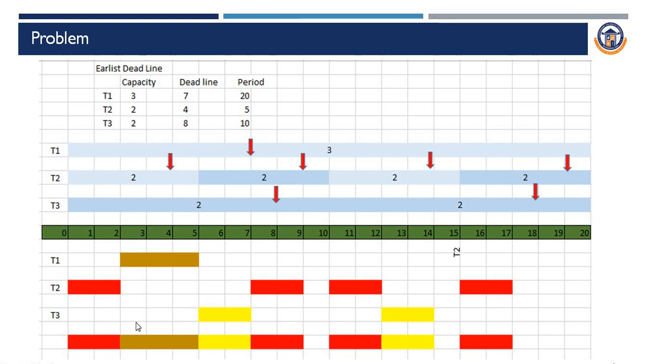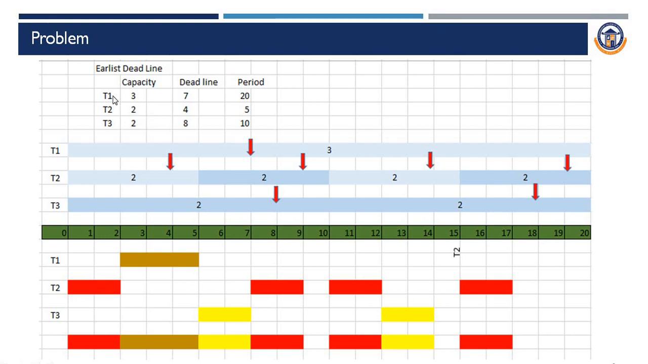Now we have to draw the timeline chart, which shows the CPU handling of all these processes. First of all, the priority will be assigned to T2, since its deadline is 4. For each 5, it has to process 2 units. So for the first 5, the 2 units will be processed from 0 to 2.